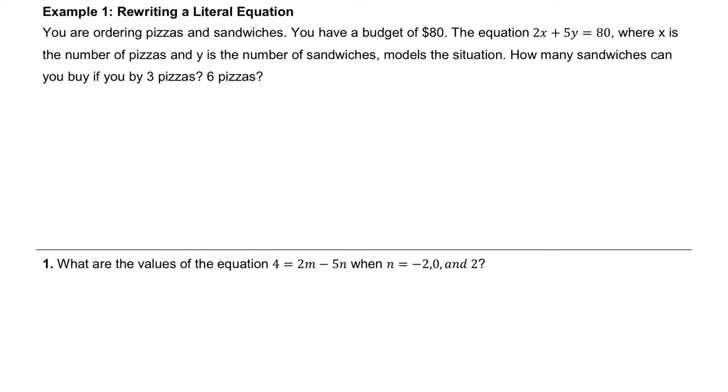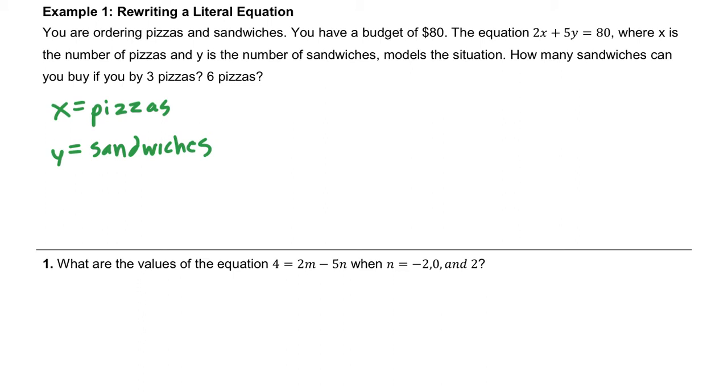So in example 1, we have a situation where you're ordering pizzas and sandwiches, and you have a budget of $80, so you can't spend any more than $80. This equation 2x plus 5y, where x is the number of pizzas, so I'm going to say x equals pizzas, and y is the number of sandwiches, so I'll say y equals sandwiches, models this situation. And I'm asking how many sandwiches can you buy if you buy 3 pizzas and if you buy 6 pizzas.